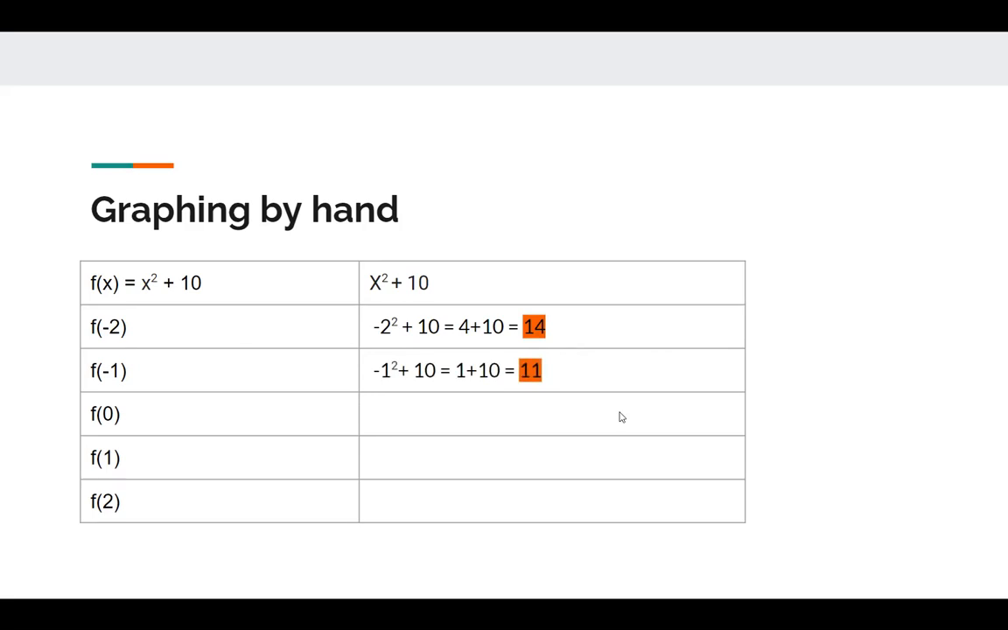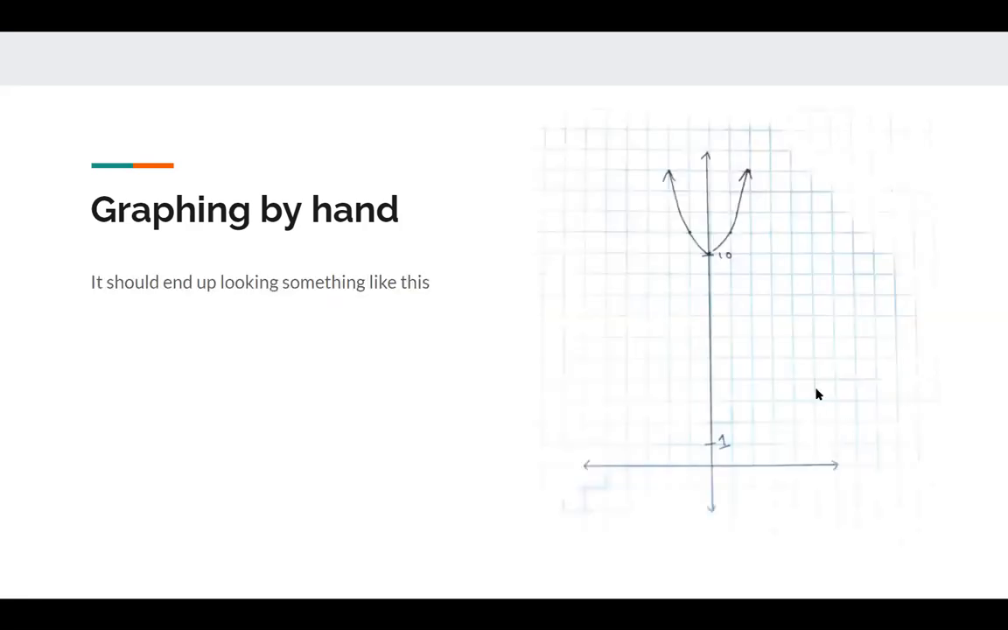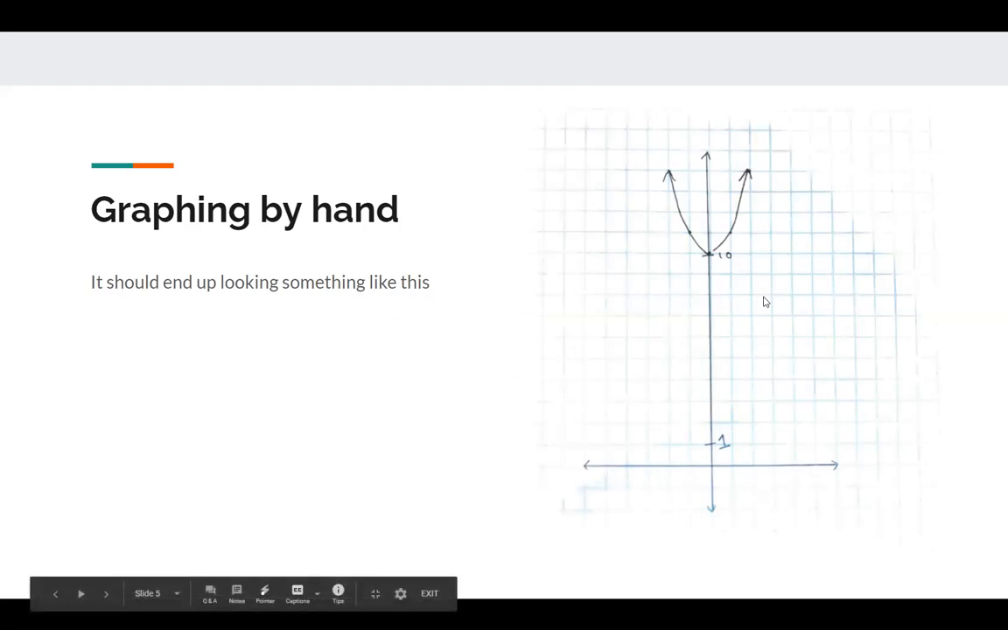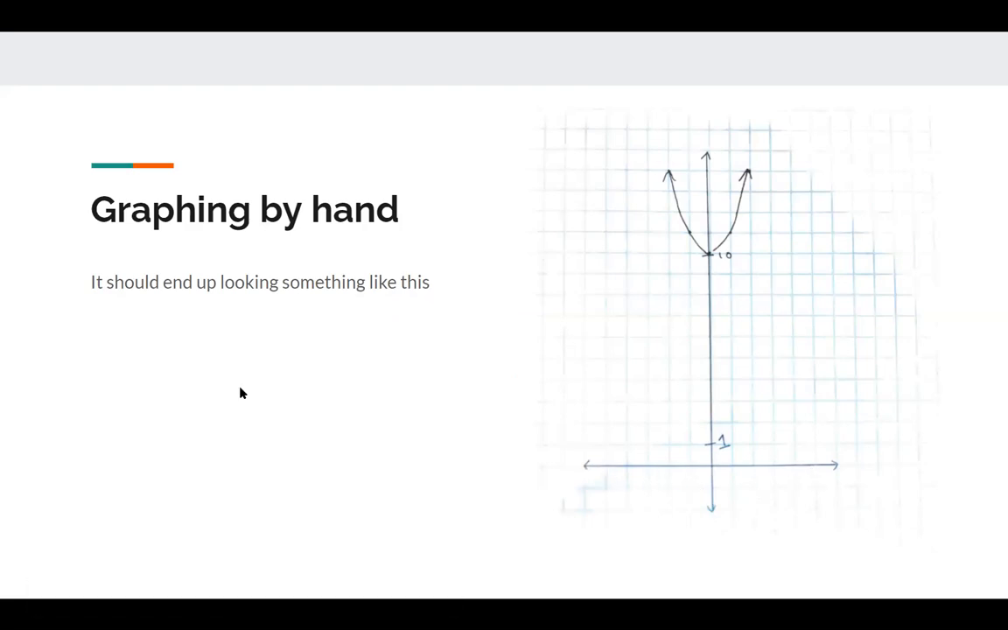The next point would be -1 comma 11, and so on. Right. So it should end up looking something like this, with the graph over here and being that 10 tall with the parabola at the top.